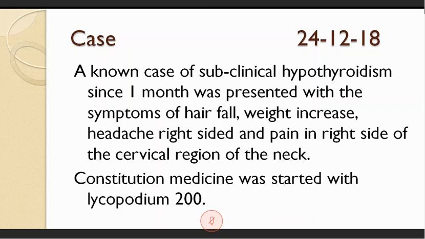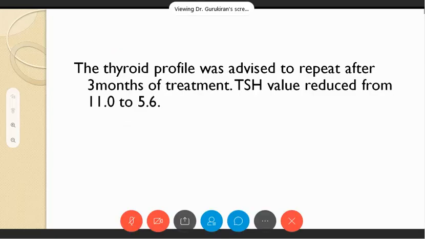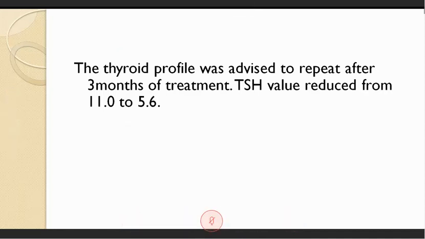So what can we expect after this? Can anybody say? The thyroid profile was advised to repeat after 3 months of treatment. TSH value reduced from 11 to 5.6. Is it a good sign or a bad sign? You can unmute and speak. Is it the good sign or the bad sign? After the thyroid profile. Okay.